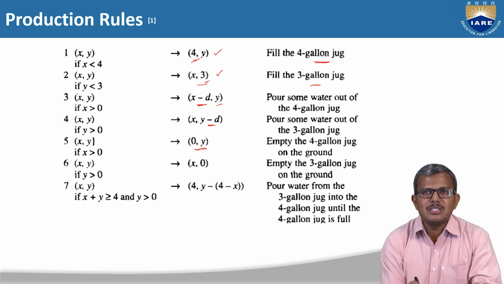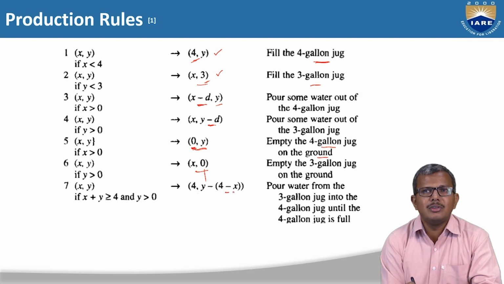Next, if I represent 0 comma y, what does it mean? 0 means I am making the 4 gallon jug completely empty, nothing but emptying the 4 gallon jug on the ground. If there is any water in that jug, we pour it on the ground and make it empty. So I am using 0 to represent the empty 4 gallon jug. In a similar way, if I say x comma 0, I am not disturbing the 4 gallon jug, but I am removing all the water present in the 3 gallon jug and pouring it on the ground.